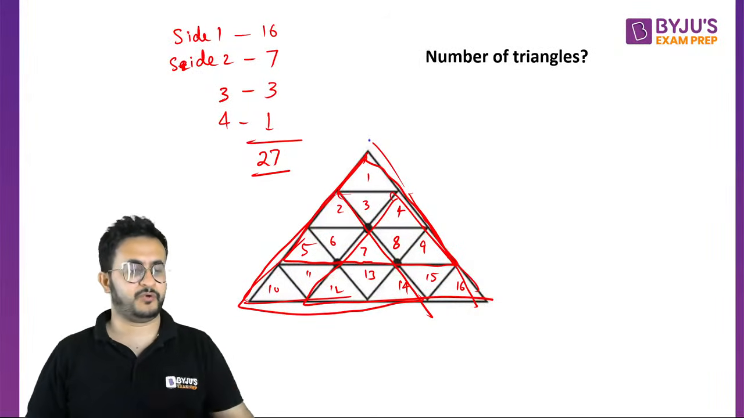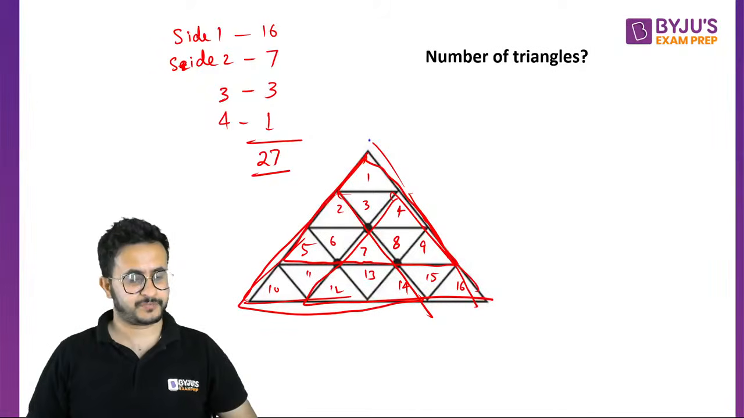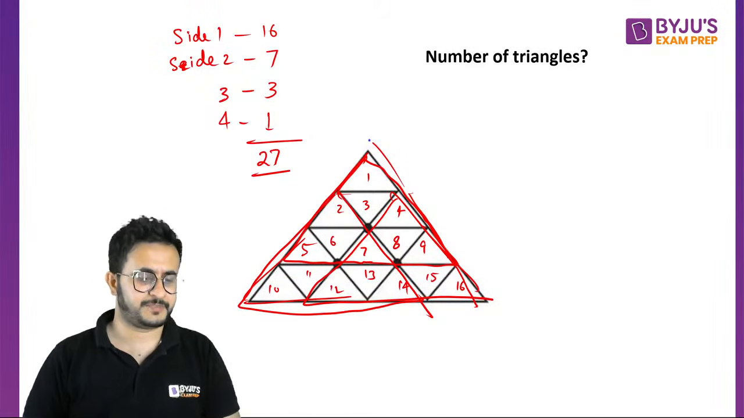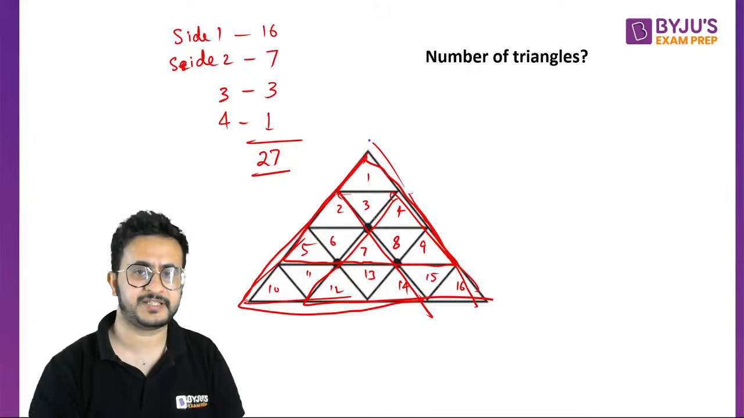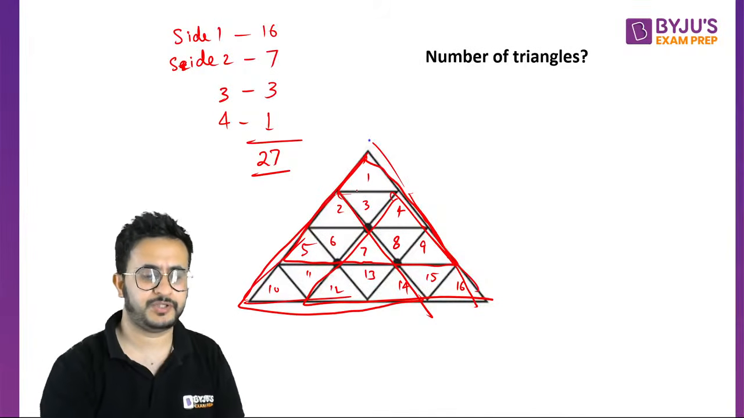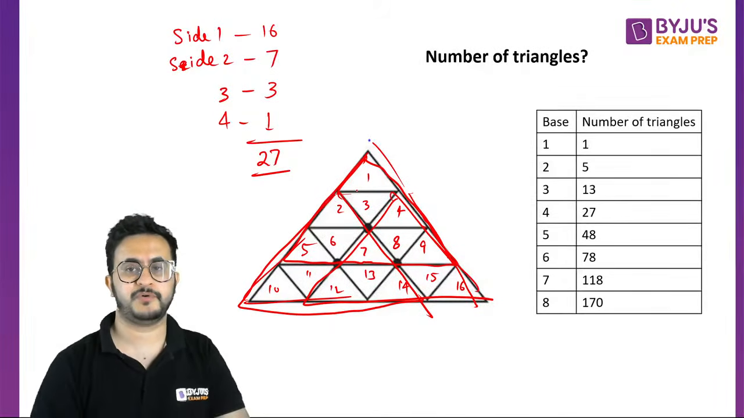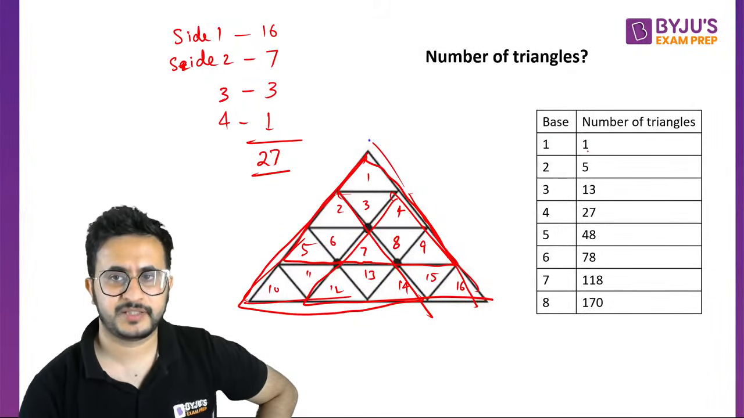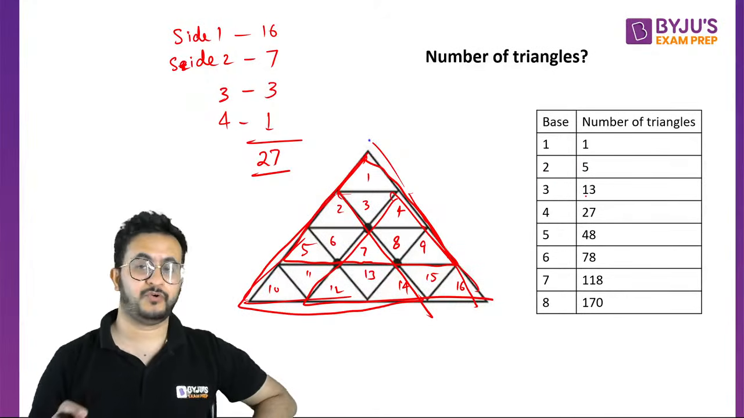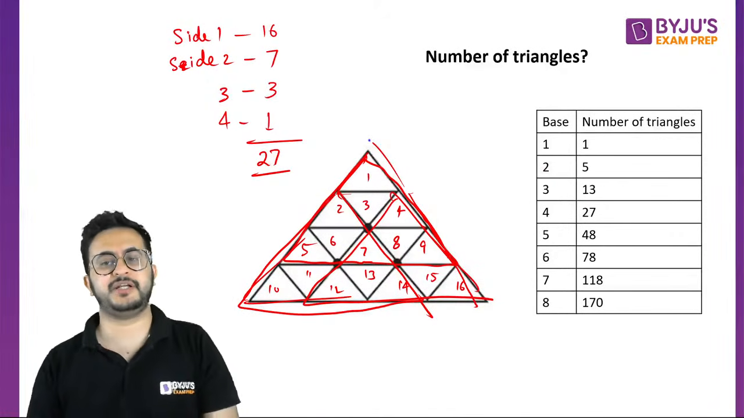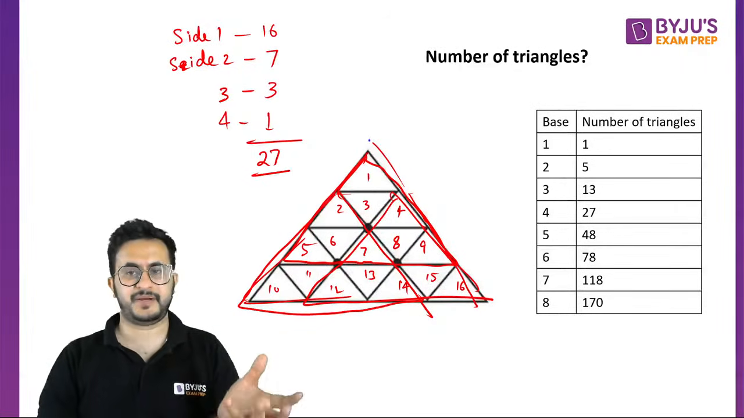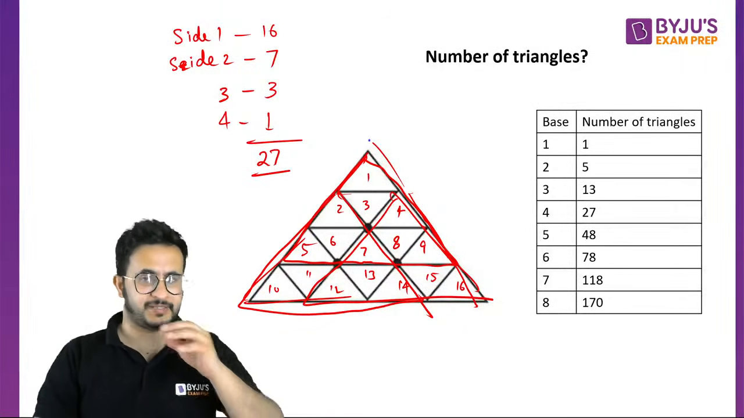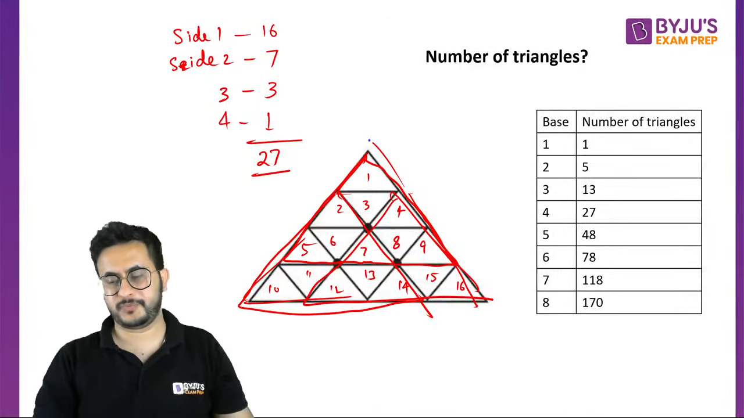Now if I give an even bigger figure, it will be even more difficult to count the number of triangles. So for shapes wherein you have this kind of symmetry, I'll give you the number of triangles for different sizes. If you have base 1, then the number of triangles is 1. For 2, it is 5, for 3, 13, for 4, 27. If they give 5, it's 48. They won't give beyond this, maybe 5 at maximum.